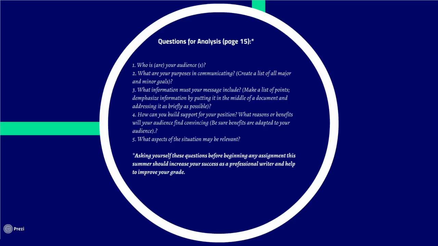And again, here you want to create a list. What is the main objective you have? What's your professional goal as you produce this piece of writing? Then you're thinking about what things your message must include. Again, I recommend you make a list and you figure out which points you want to emphasize and which points you maybe want to de-emphasize.